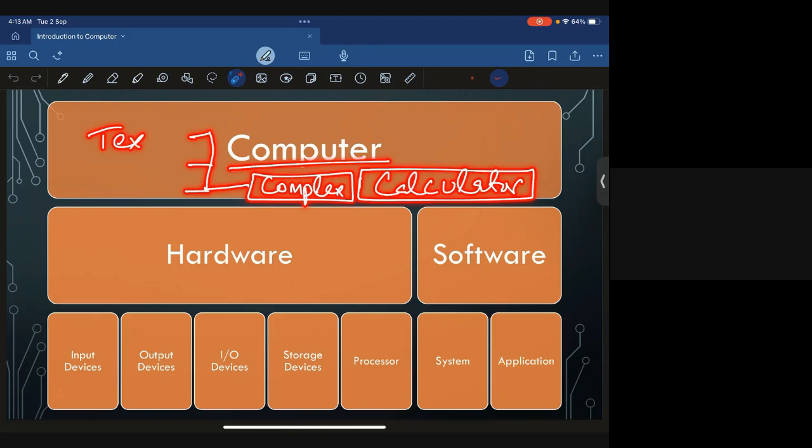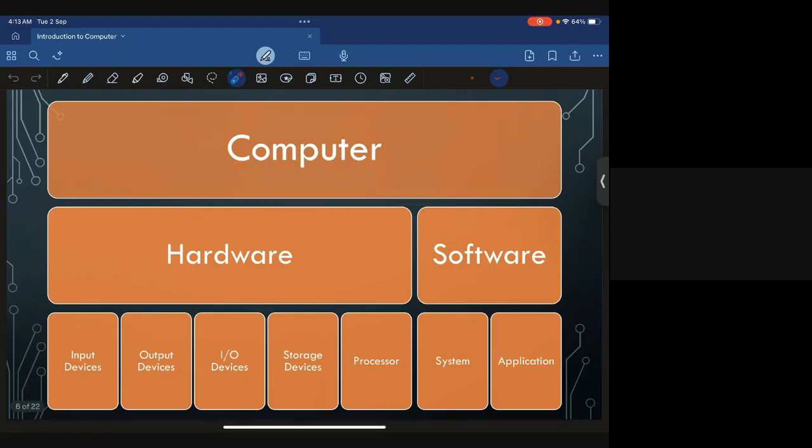Data can be represented in a computer in different forms. Major ones are text, sound, and image. Hence, we say computer is a complex calculator. I hope that part is clear. Computer can be defined or further categorized into two major categories, that is the hardware or the software. So both combine together to form a computer.